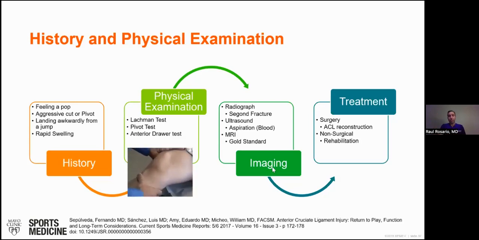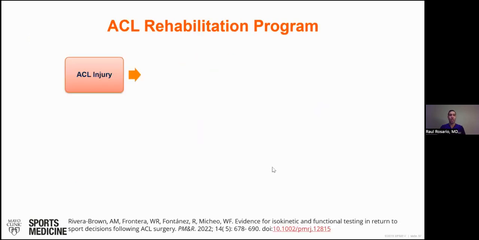But the MRI is still the gold standard because I cannot see the ACL very well with ultrasound. So the MRI would be better. Treatment: then we discuss surgery versus non-surgical. I'm not going to get too much into it, but at a high level, in younger patients, surgery is usually recommended. In older patients, or in patients whose sport does not require a lot of changing direction, non-surgical treatment can be considered as an option.